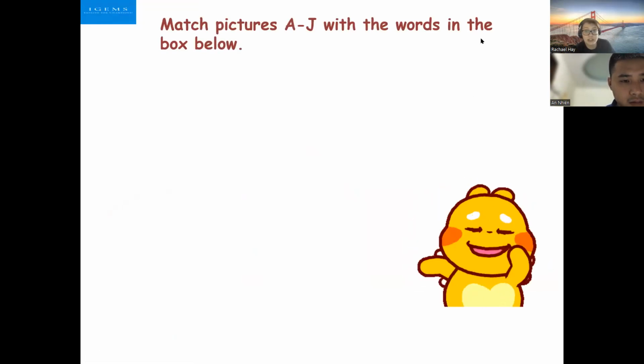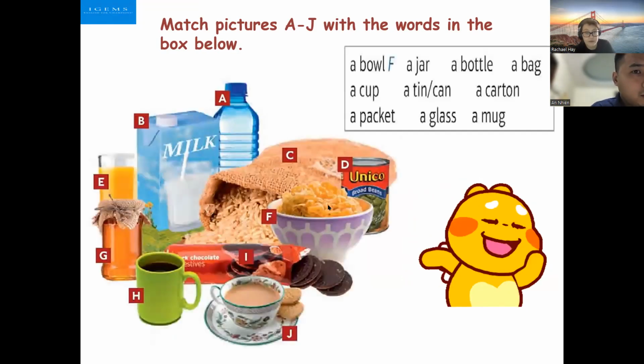Okay, so now we're going to match pictures A to J with the words in the box below. Here we have a few things, and here we have some words. So a bowl, a jar, a bottle, a bag, a cup, a tin or a can, a carton, a packet, a glass, or a mug. So they already told us a bowl is F. Which one shows us a jar? Jar. Yeah.